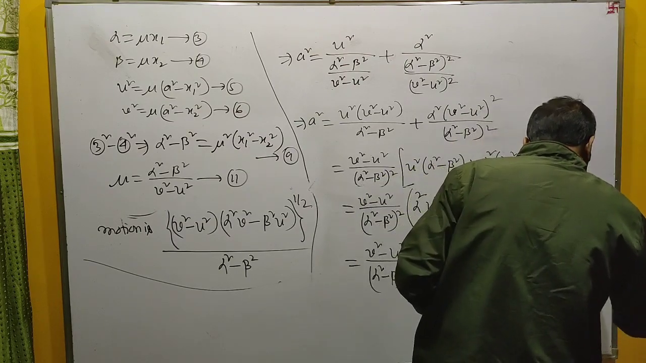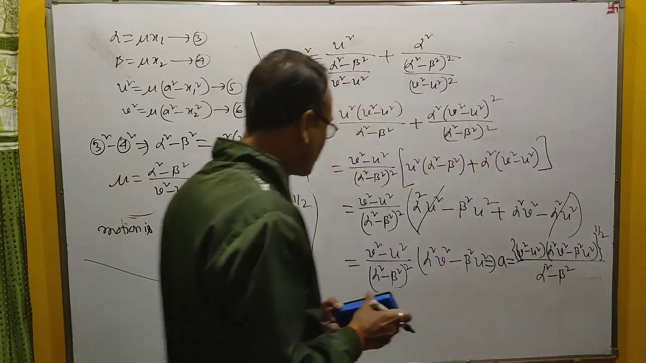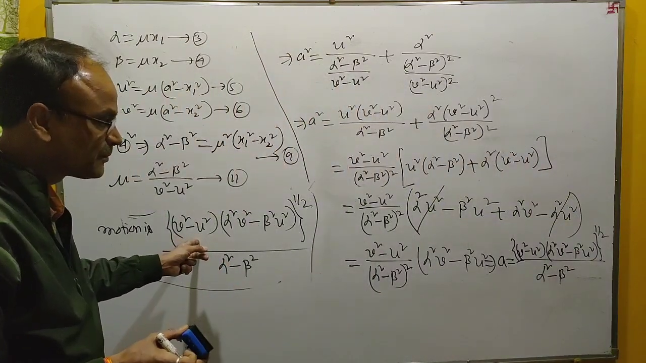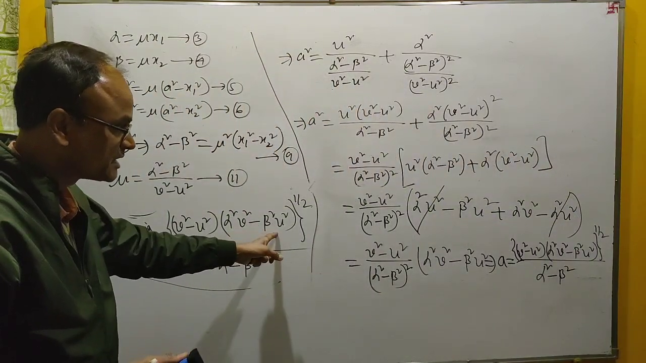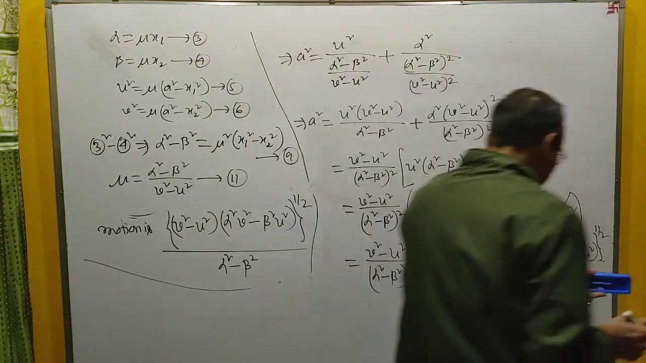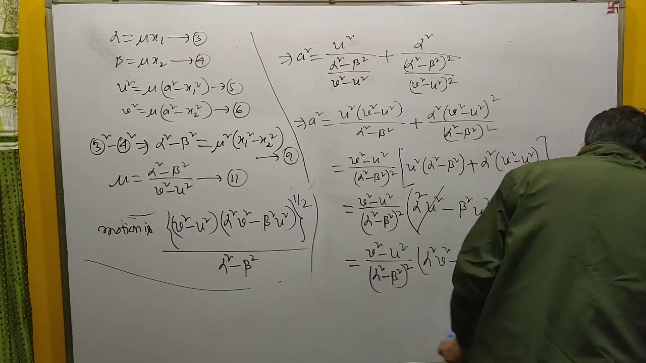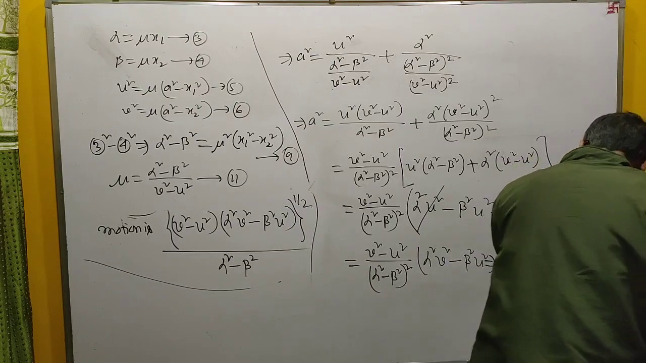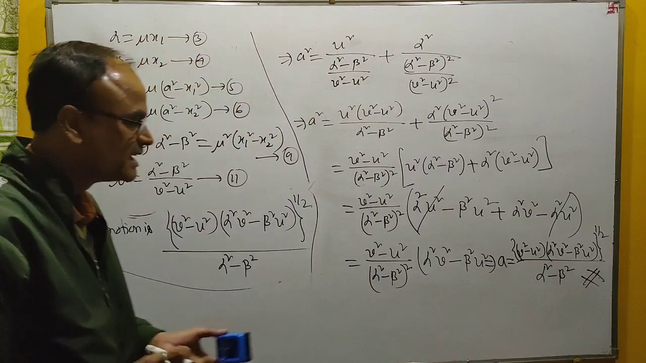This whole to the power half. V square minus u square. Alpha square v square minus beta square u square whole to the power half, divided by this. You will get this one.